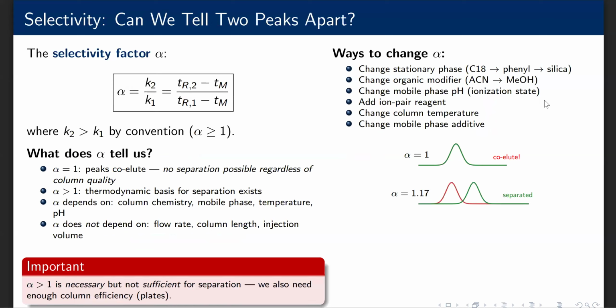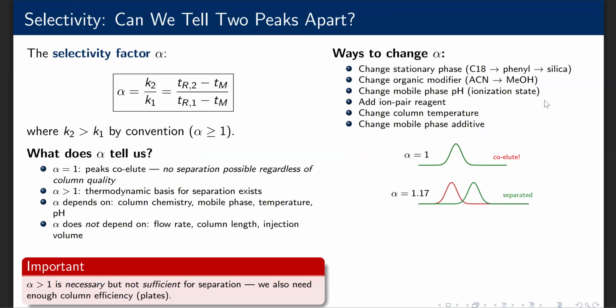Now we move on to selectivity. Can we tell 2 peaks apart? Selectivity alpha answers the question, does the column chemistry actually differentiate between 2 analytes? It is the ratio of their retention factors, always defined so that alpha is greater than or equal to 1.